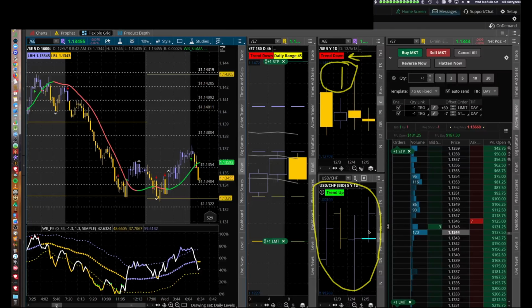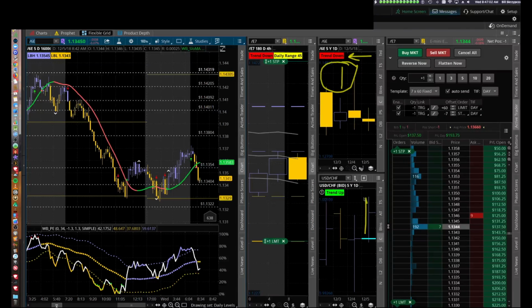Okay, this is new here, this area here. This is a reverse correlated currency, and what that means is that this usually works in exactly the opposite direction as whatever you're trading. So we're trading the euro here. This is the US dollar and Swiss franc currency pair, and they usually trade in the opposite direction of the euro. So for example, this is trading up whilst the euro is trading down.